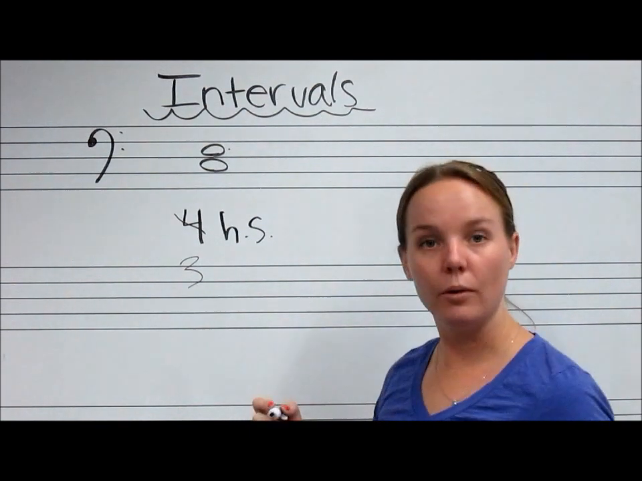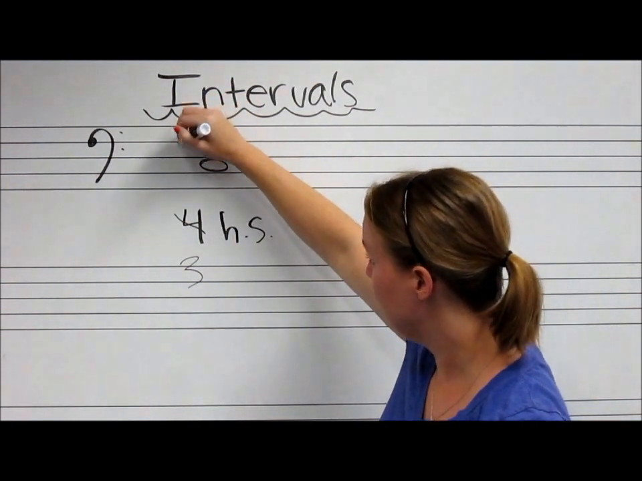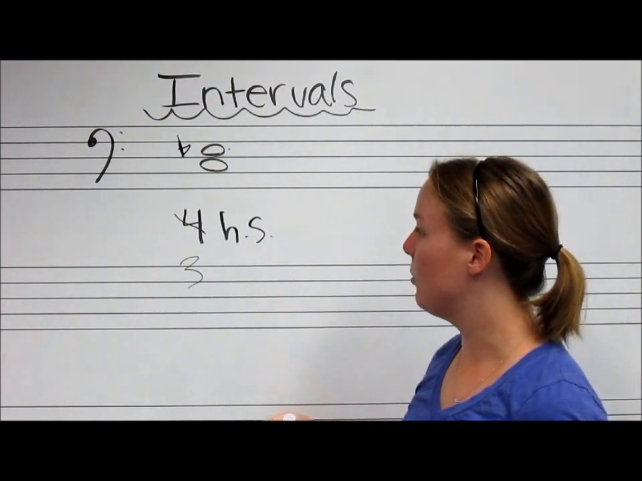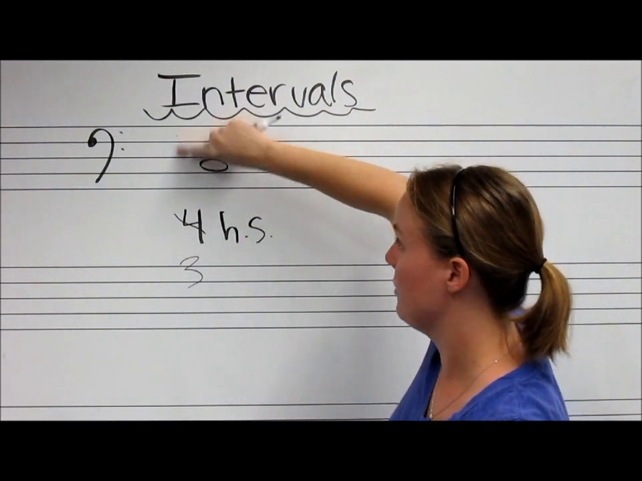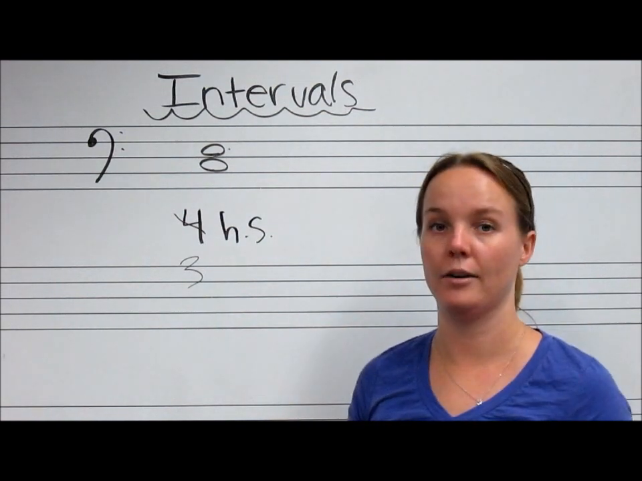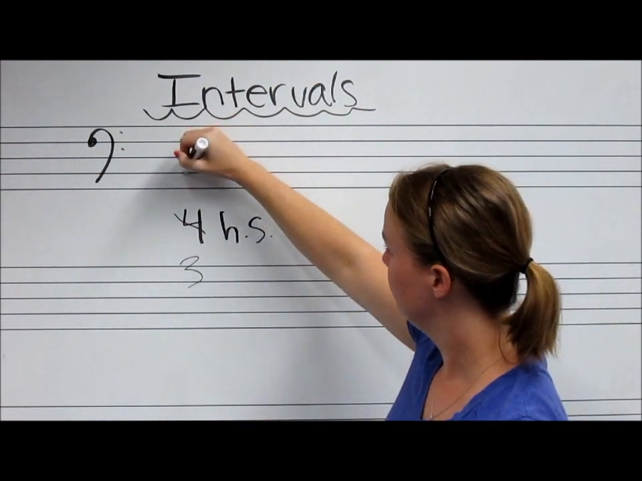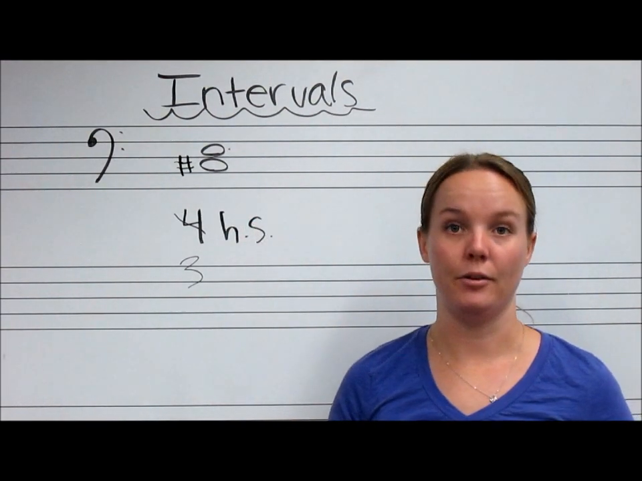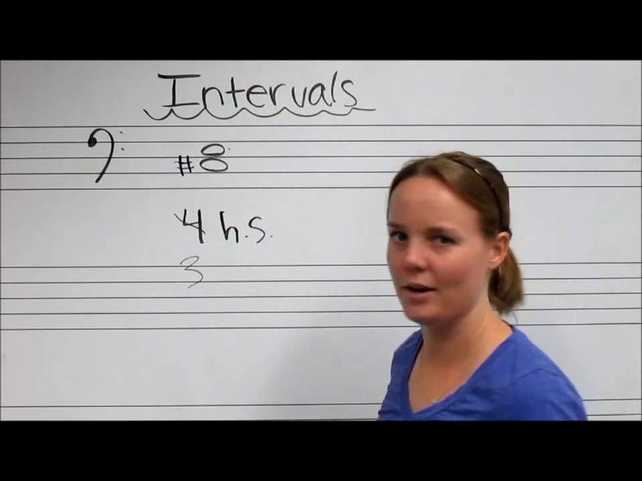So if you're going to lower the top note, you would put a flat next to E, lowering. And if you wanted to do it the other way, raise the bottom note, you would add a sharp to C. And now we have the interval of a minor third. Let's try another example.